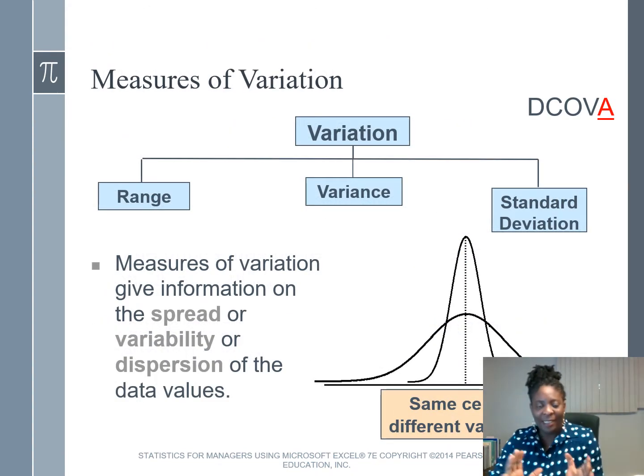So, describing data with measures of central tendencies, then we move into measures of variation. How do we describe the width of the data, essentially, is what we're looking for. How wide is the data? How scattered out is it? There are 3 measures. We've got range, the easiest to use. We've got variance, and we've got the standard deviation. Measures of variation give information on the spread, variability, or dispersion of data values.